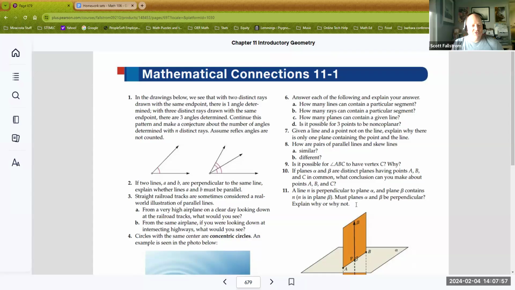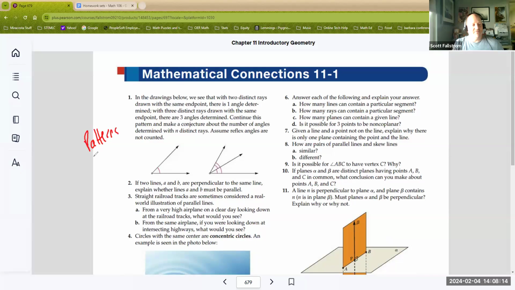So in the drawing below, 2 distinct rays make one angle, 3 distinct rays make two angles. Continue and make a conjecture about the number of angles determined with n distinct rays. We're not talking about reflex angles, only these. This is your chance to use all the things we've done with patterns. Looking at patterns, how many angles could we create?